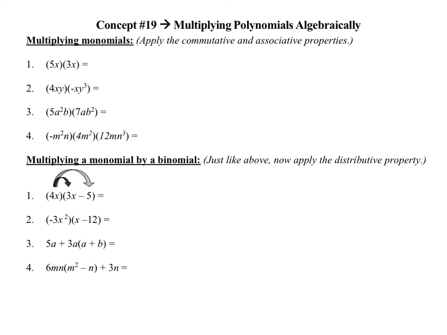So today we're going to learn how to multiply polynomials algebraically without tiles. But before we do that, I would like to review with you multiplying monomials. Remember, that's one term. So these problems are monomials being multiplied together, and then multiplying a monomial by a binomial. Remember, that's one term times two terms. So to start off today, I want you to stop the video and try these 8 problems right here.